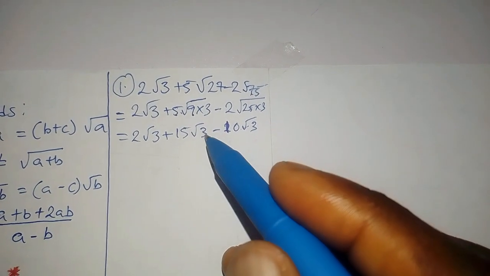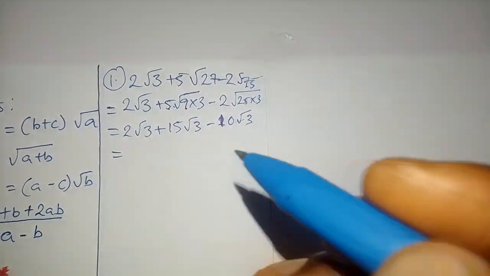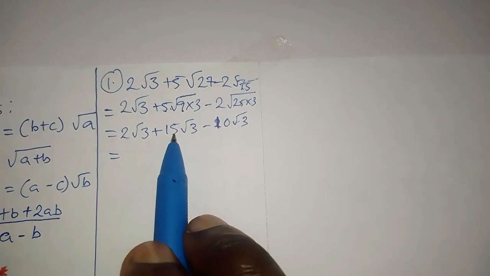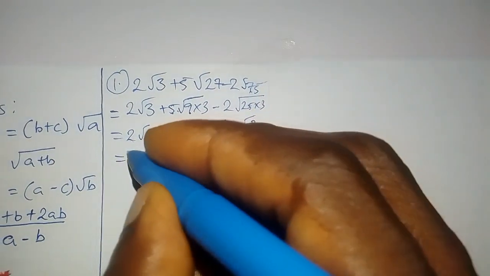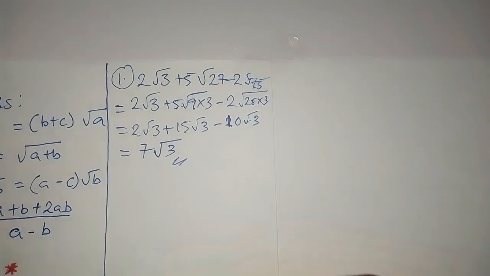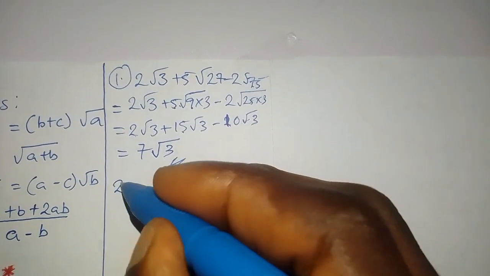Okay, from here we can see that everything has root 3, which means they have common roots. Definitely I can bring their coefficients out and add them. So I'm going to have 2 plus 15, which is 17, minus 10, that's 7. So my final answer is 7 root 3. Final answer for question 1. Very short and simple.